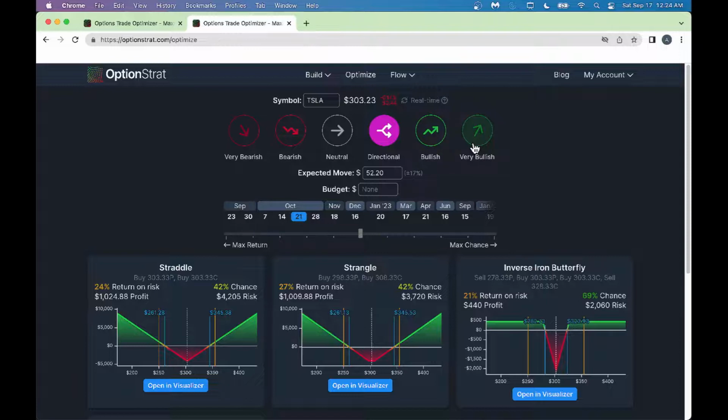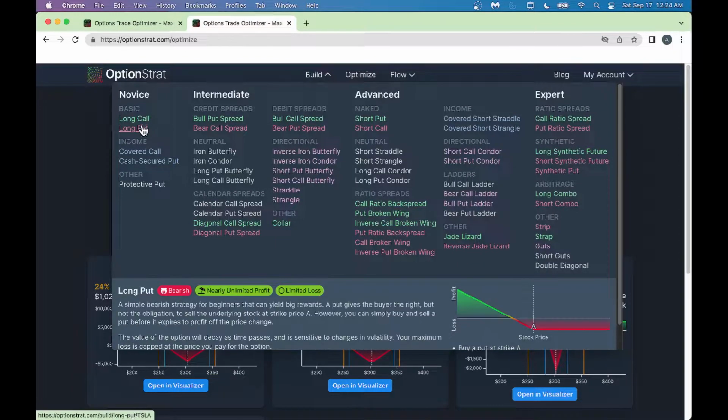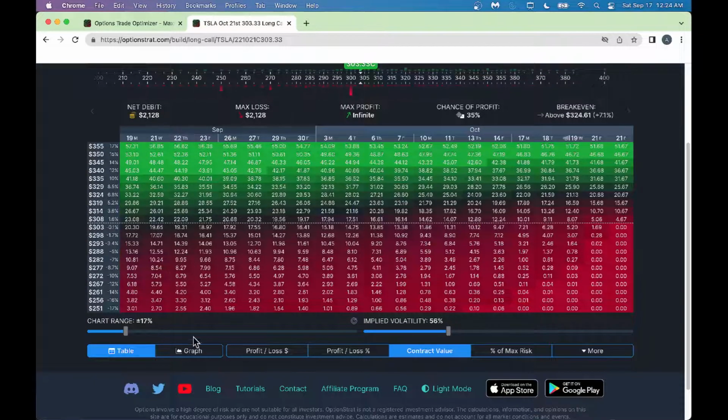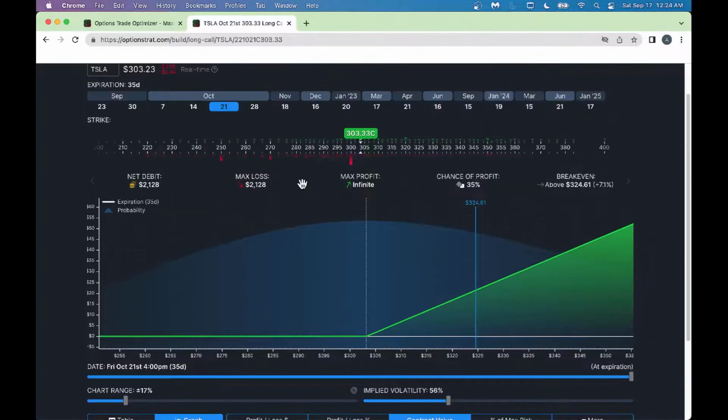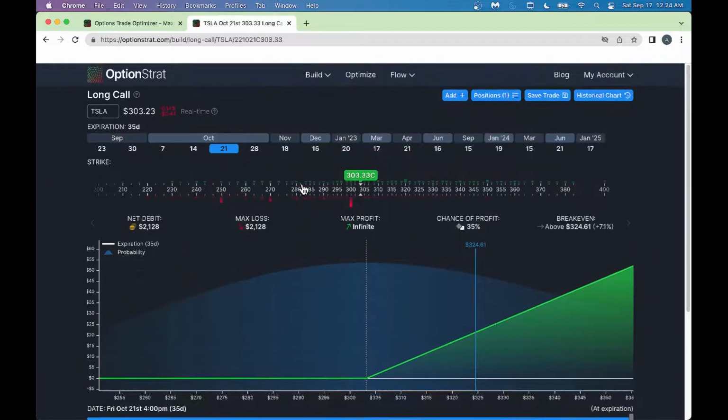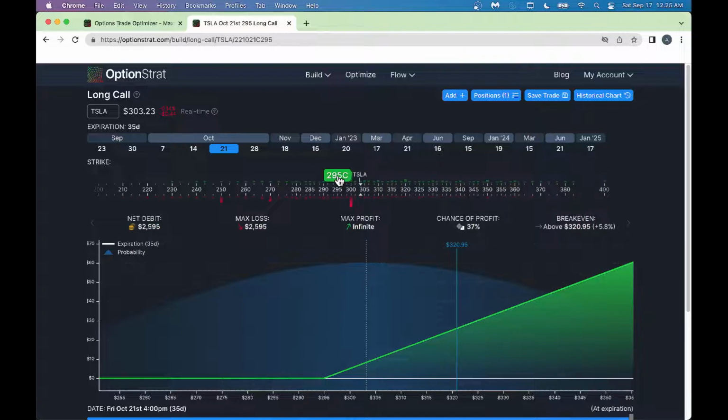All right, so what we can also do is look at a few more things here. Let's go into a long call and look at a few more things. As you go to long call here, my favorite is to look at the graph here. And look, we got a nice looking graph, and you could see how to make money here. Let me pull this all the way to 295. So we are really buying a 295 call option here. Chance of profitability is 37%, and it's 35 days out, as you can see here.